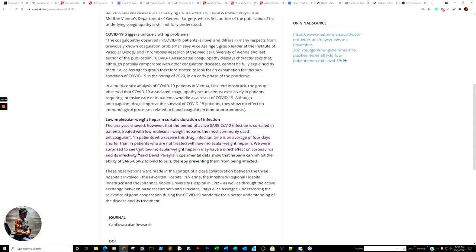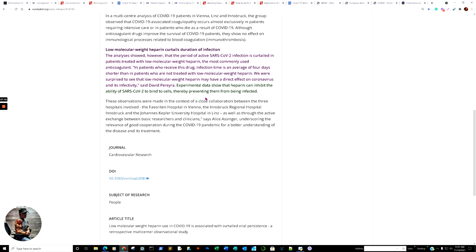We were surprised to see that low molecular weight heparin may have a direct effect on coronavirus and its infectivity, according to the researcher. Experimental data, let's bring that up a little bit. Experimental data showed that heparin can inhibit the ability of SARS-CoV-2 to bind to cells, thereby preventing them from being infected.